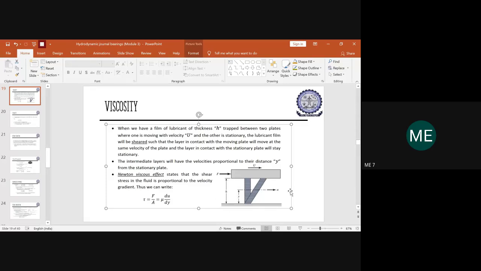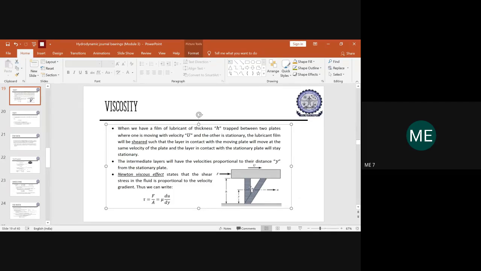This film of lubricant is placed between two plates, this one the top plate and this the bottom plate. Here you can assume the top plate is moving with a velocity u, and the bottom plate is held stationary. So when the top plate is moving and the bottom plate is held stationary, what will be the condition of the flow in the lubricant film?